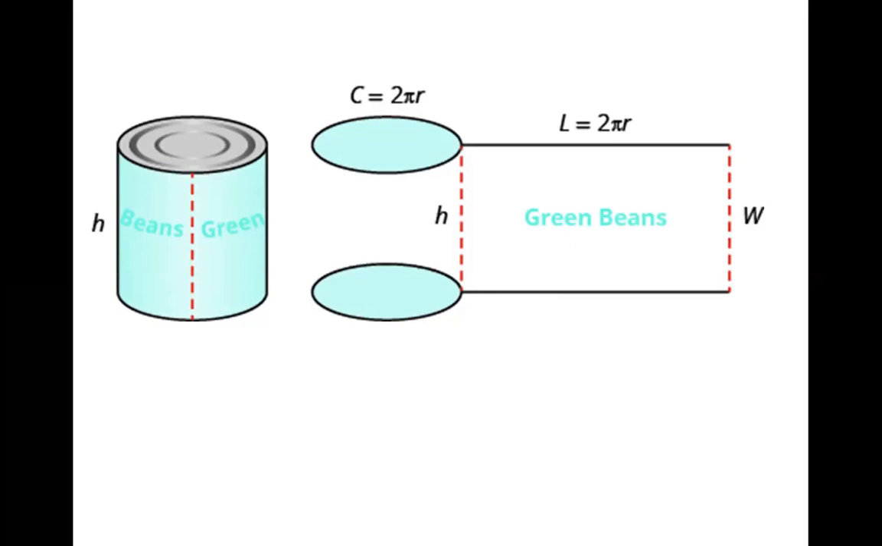If they are asking you to find the total surface area, then include these two circles. Otherwise, you are just taking the rectangle's surface area. And for a rectangle, the area is length into breadth.